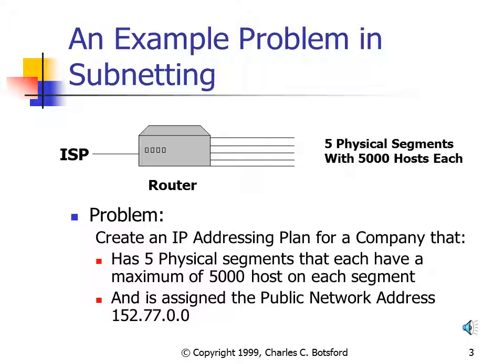Now, in this example, we have a physical network, and that physical network has 5 physical segments, and those segments need to support a maximum of 5,000 hosts on each segment. We've had assigned to us a Class B address, 152.77.0.0.